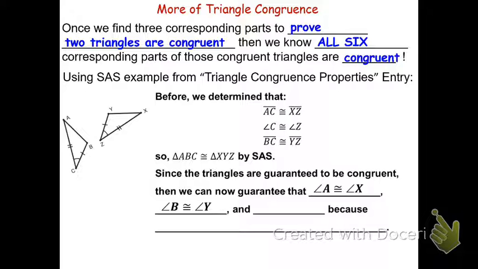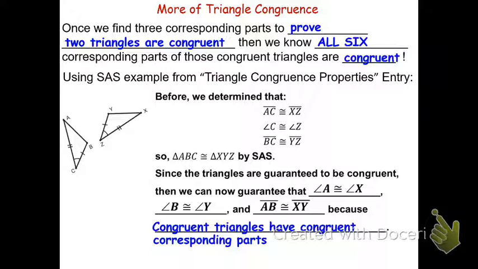Now there was a pair of sides that weren't marked before, but I know those are congruent also. I know that segment AB is congruent to segment XY. And again, the reason is that congruent triangles have congruent corresponding parts. If the triangles are congruent, that means all their corresponding parts also have to be congruent. Now we can abbreviate this. The way we're going to abbreviate this is this symbol right here: congruent triangles, arrow to the right, congruent parts.